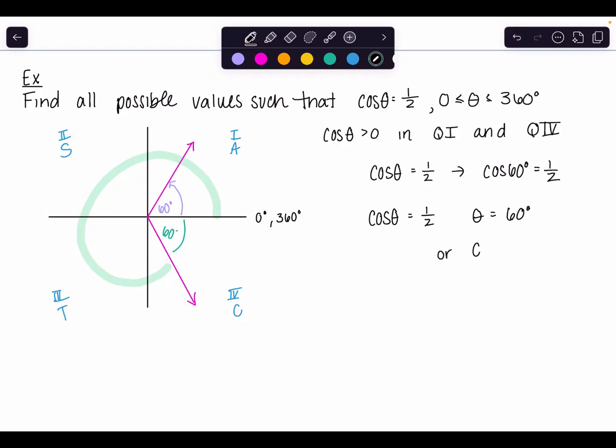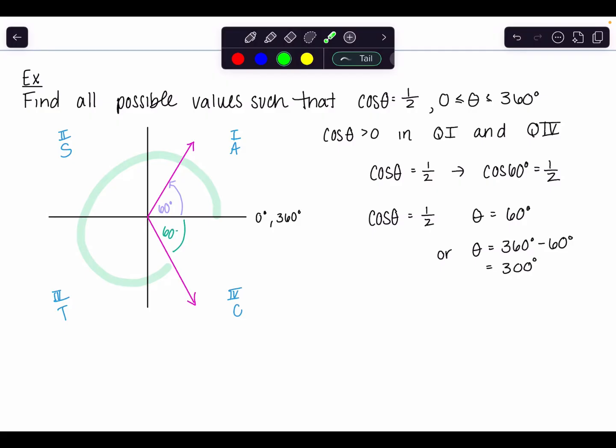So the other possibility we have is we subtract 60 degrees to give us 300. So there are two possible answers for this. Cosine of theta equals 1/2 when theta is 60 degrees, or when theta is 300. Because those two different angles give us positive 1/2.